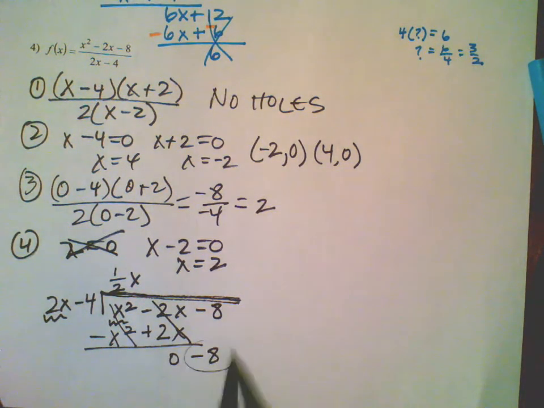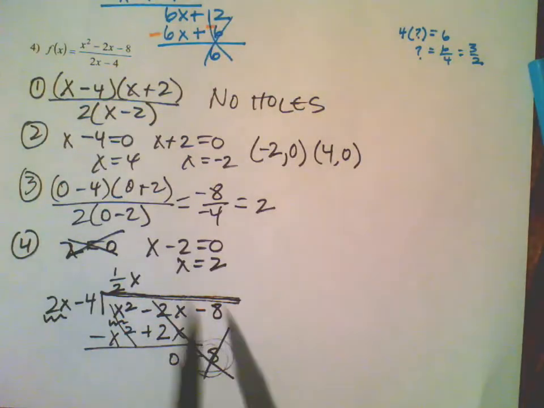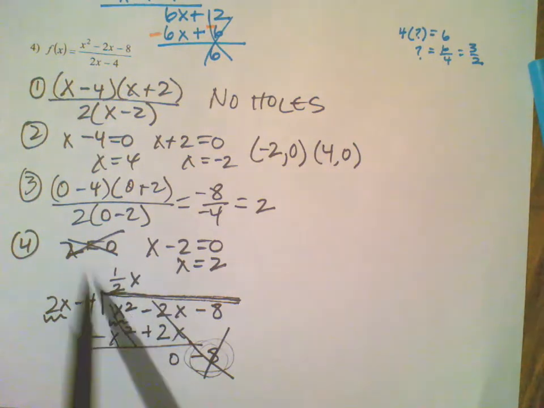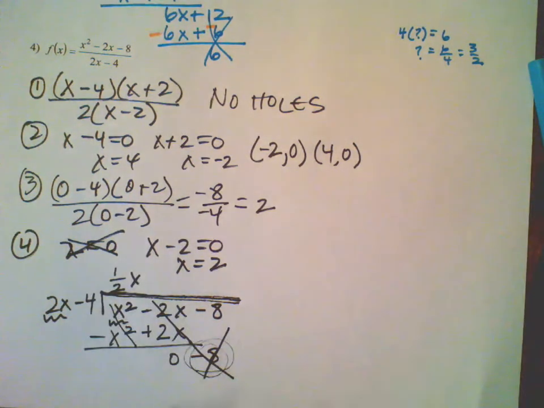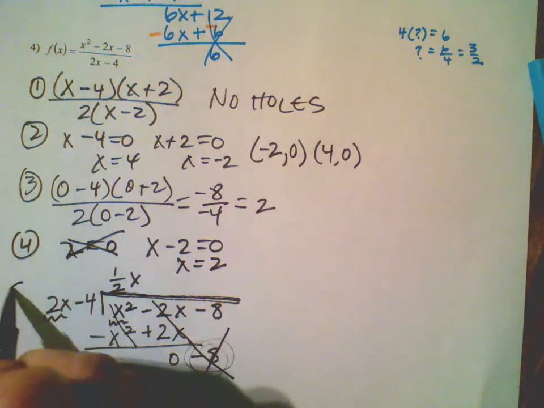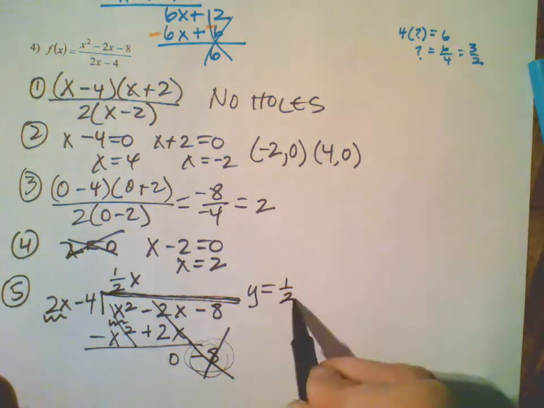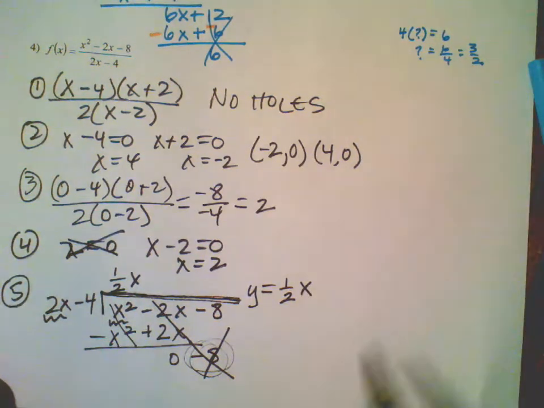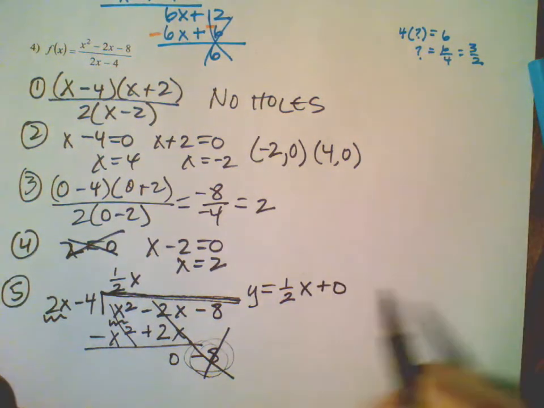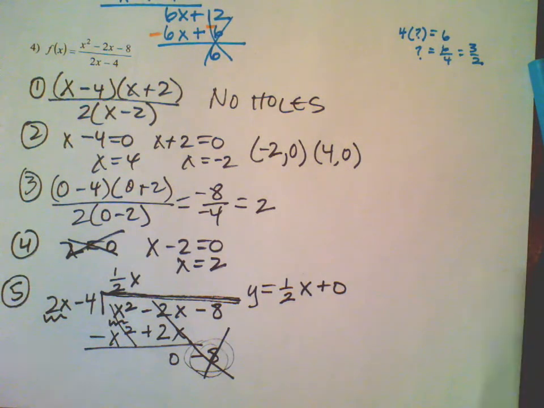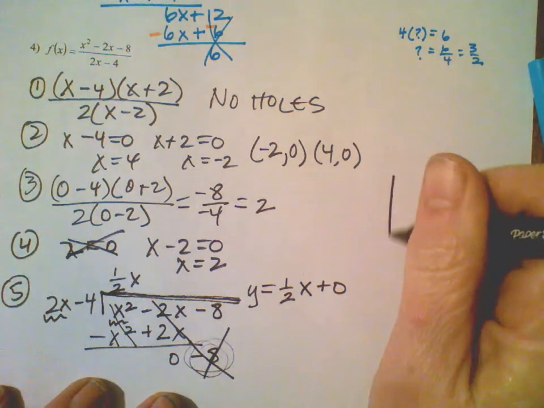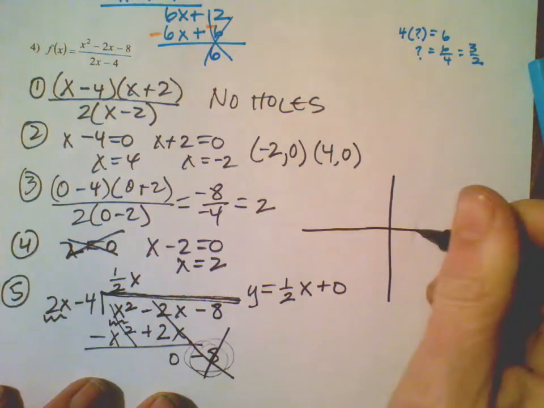Well, this becomes my remainder, and remember on all of them that we did, we don't care about the remainder, all we care about is this. So this is sort of another interesting thing that happens where I end up with my oblique asymptote not having a y-intercept of 0 when I graph that line. So that means I'm going to start at 0 and then go up 1, right 2 from there.